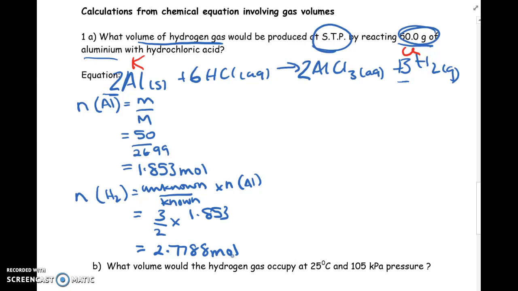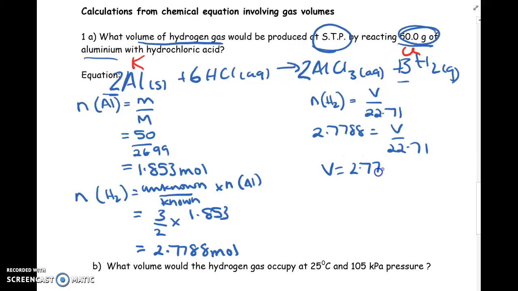Now we're at our final stage. We're going to find the volume of hydrogen gas at STP. So we're going to use number of moles of hydrogen gas is equal to volume over 22.71. So the number of moles was 2.7788, equals volume over 22.71. So the volume must equal 2.7788 times 22.71, which is equal to 63.1 litres.